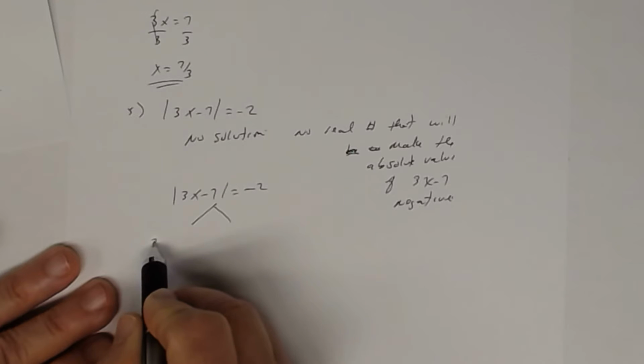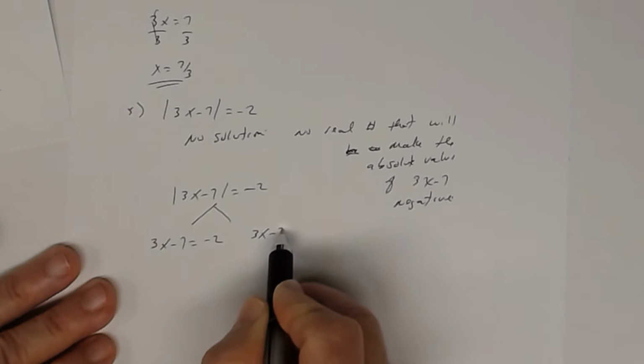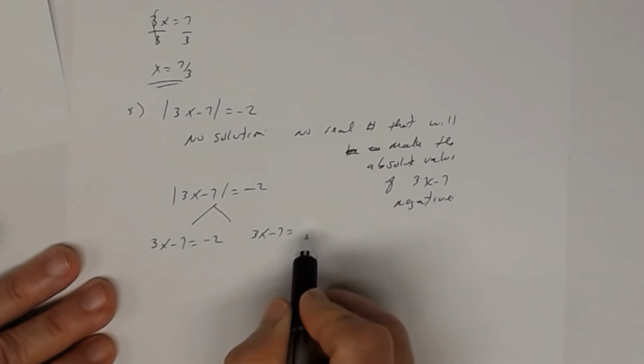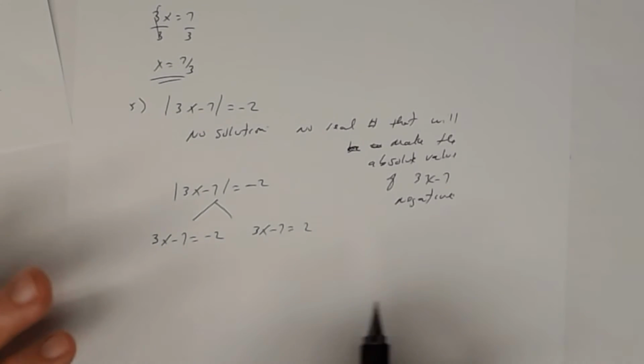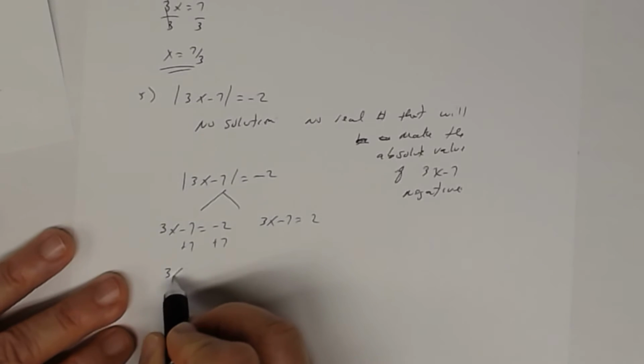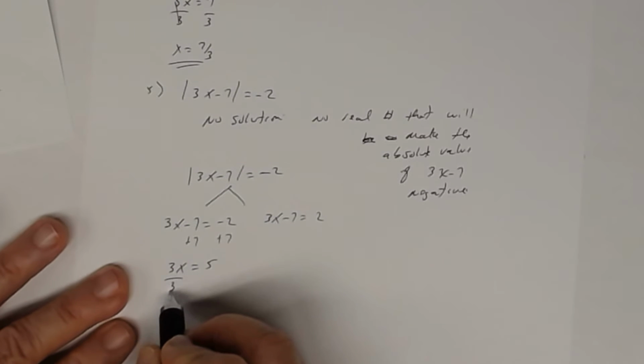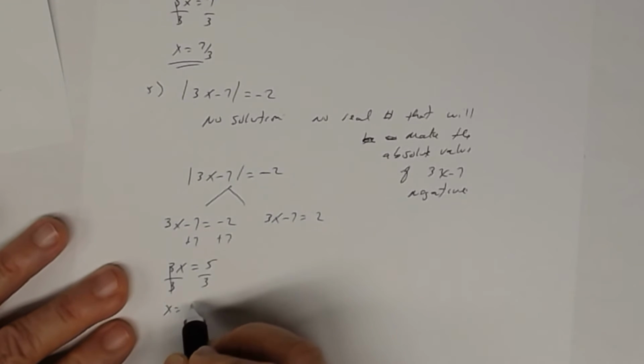But if you did not and you didn't think about it, then you would have done this. You would have said 3x minus 7 equals negative 2, and then 3x minus 7 equals the opposite of negative 2, which is 2. That's what you would have said. Then going ahead and solving this, you get 3x equals negative 2 plus 7, which is 5. Divide both sides by 3. You get x to be 5/3.